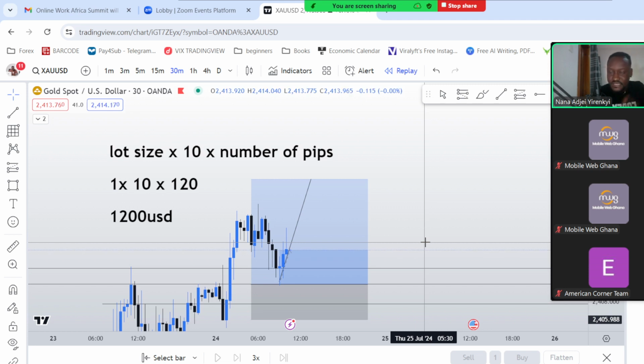In the same instance, if you have over $1,000 of capital, there's also a lot size we are going to use, because we are looking at managing your risk very, very well. That is why it's very important that before you enter any trade, you are aware of how much you are willing to risk, and how much you are potentially making from any given trade.